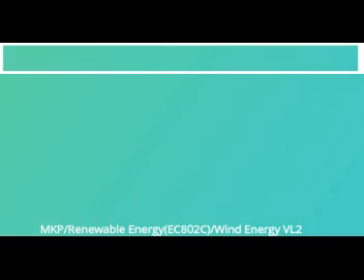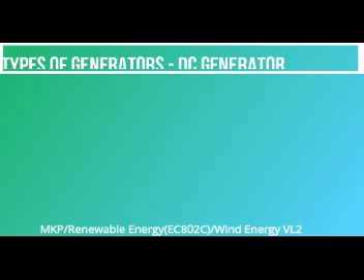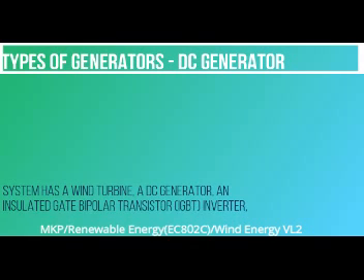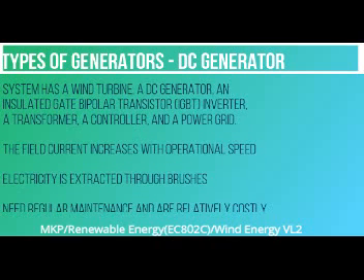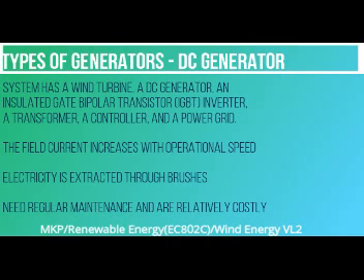Let us now discuss the DC generator. A DC wind generator system has a wind turbine, a DC generator, an insulated gate bipolar transistor or IGBT inverter, a transformer, a controller, and a power grid. For shunt-wound DC generators, the field current increases with operational speed, whereas the wind turbine drive torque determines the actual speed of the wind turbine.